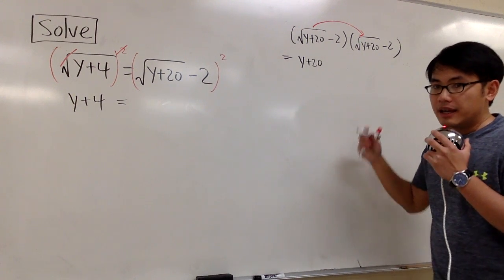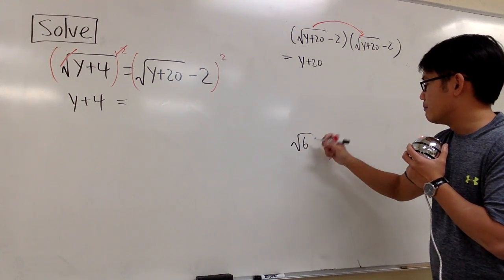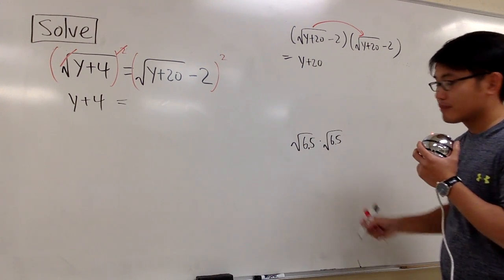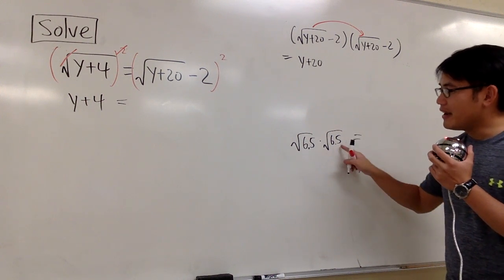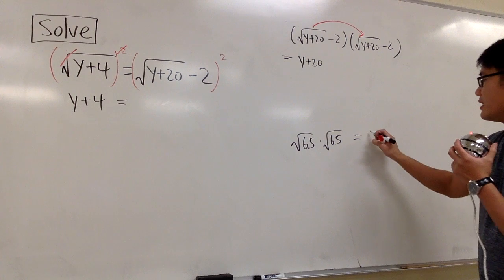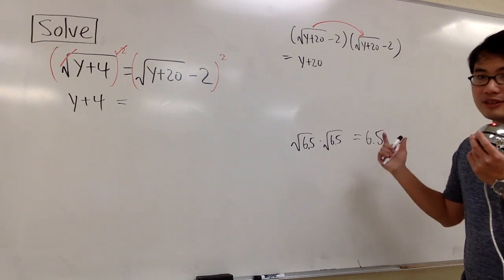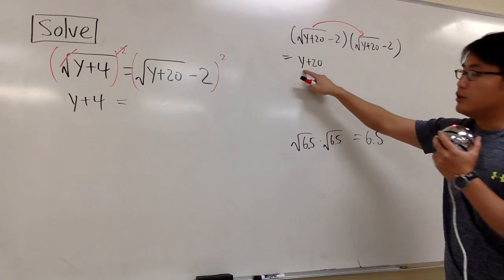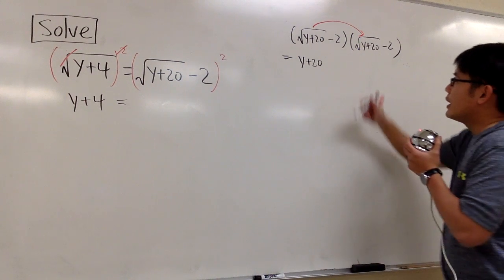That's it. It's the same idea as if I ask you, what's square root of 6.5 times square root of 6.5? This is not a hard question because if the insides are the same, when you multiply two square roots, the answer is just going to be the inside, the 6.5. Okay? And no more square root for the answer. And that's exactly what's happening right here. When you multiply these two, it's just the y plus 20 for the answer. That's it.